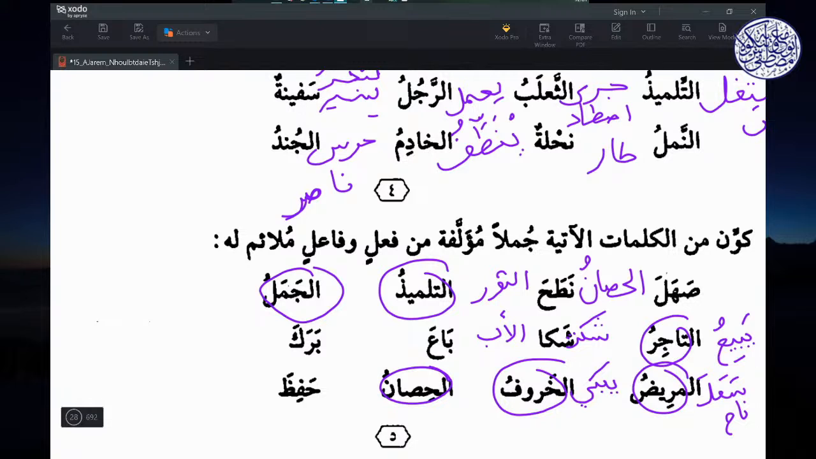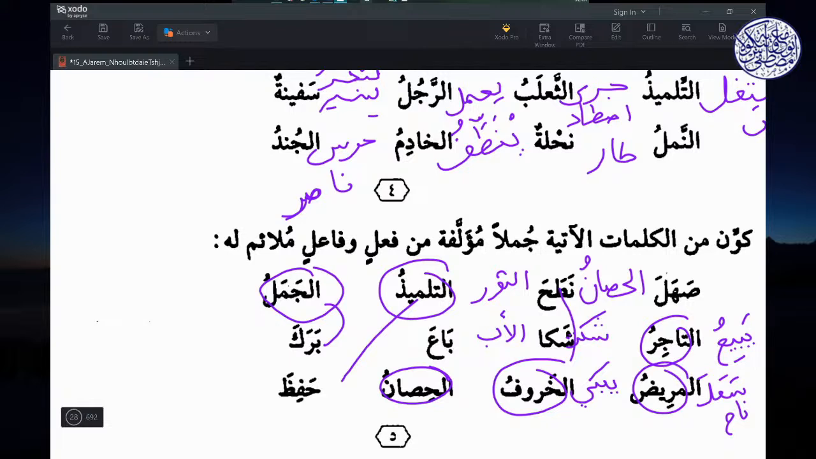Shaka al-tilmidu, right? Baraka al-jamalu, hafidha al-tilmidu, or whatever. Nataha al-kharufu, right? And you could sahala al-hisanu, ba'a al-tajiru. And you could go around and just replace and join these 6 verbs with these 6 nouns in order to make it. You could do lots of things, right?